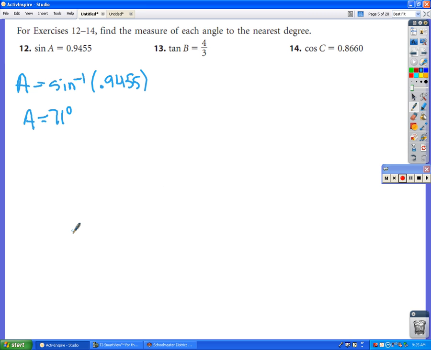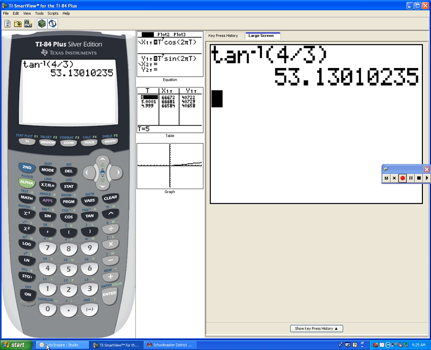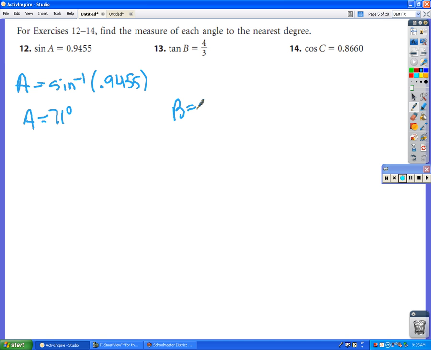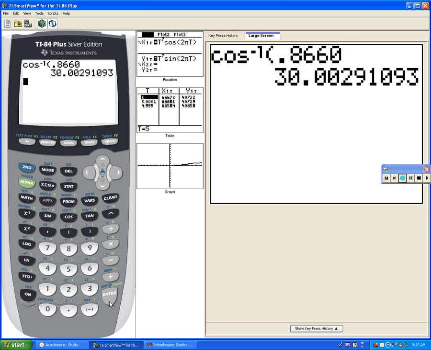So remember, anytime you're trying to find the angle, you have to go second sine or second cosine, or for the next one, second tangent. So I'm going to go second tangent of 4/3, which is just 4 divided by 3, and then round that to the nearest degree, so that is 53 degrees for angle B. Second tangent of 4 divided by 3. Okay. And then for cosine 0.8660, I need to go second cosine of 0.8660. To the nearest degree, that would be 30 degrees.